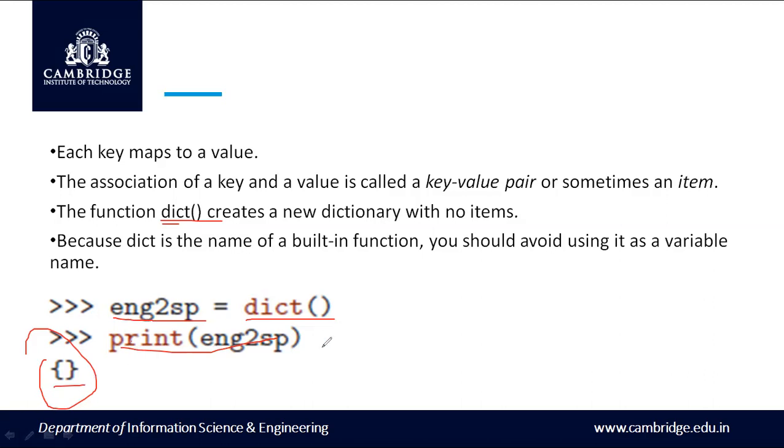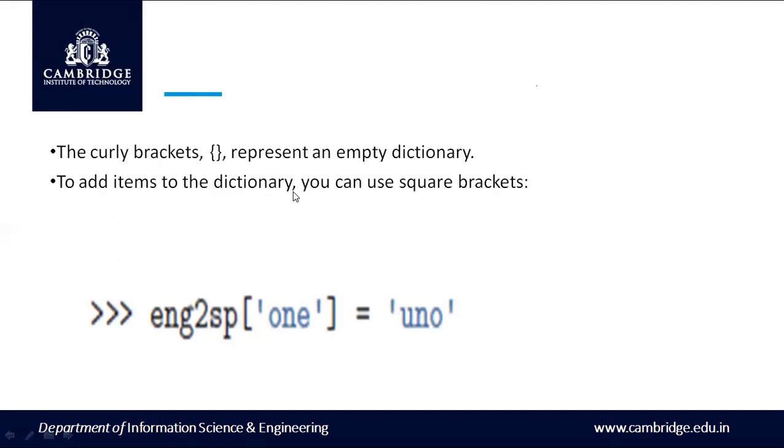So this is how we are going to create new dictionaries. The dictionary is created with the built-in function dict with the parentheses, and a name for the dictionary is supposed to be given. When we print the dictionary, you can see the empty pair of braces being displayed because there are no items in the dictionary. So this is the way to create a dictionary. The curly brackets represent an empty dictionary.